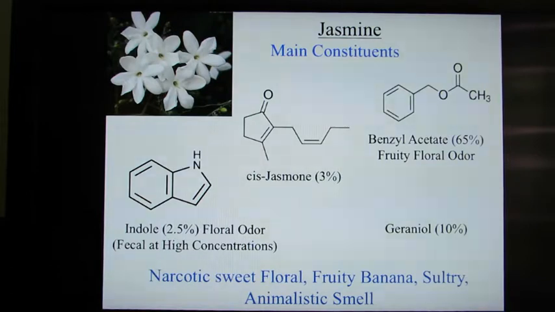And another very unusual chemical is indole. Indole at high concentration has a very strong fecal odor, not a pleasant aroma at all, but at low concentration it has a nice floral odor. And you can see the structure of this compound is a fused 6 and 5-member ring, and the 5-member ring containing nitrogen, so a unique structure in terms of what we've been discussing about as terpenes and aromatic structures. The smell I mentioned is floral fruity, and the animalistic smell may derive from this indole compound in the jasmine essential oil.